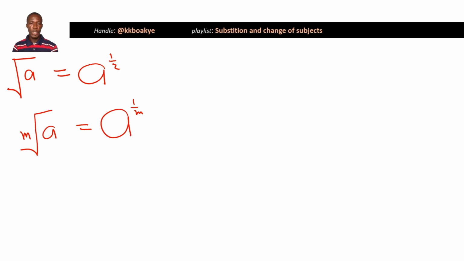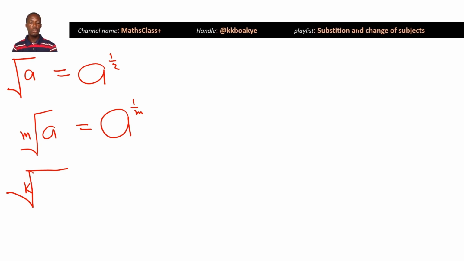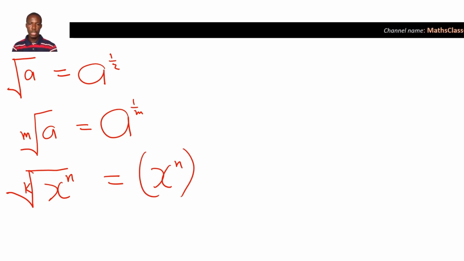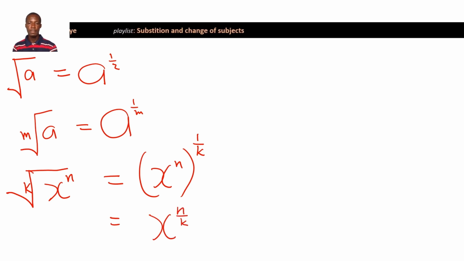Okay, so what if we have the kth root of x to the power n? How do you interpret this? This one, you already remember, just remember that x already has its exponent before the root. So the root is also going to be shown as 1 over k. With this, from our indices notes, we realize that we can rewrite this by multiplying the two exponents. That will give us x to the power n over k.